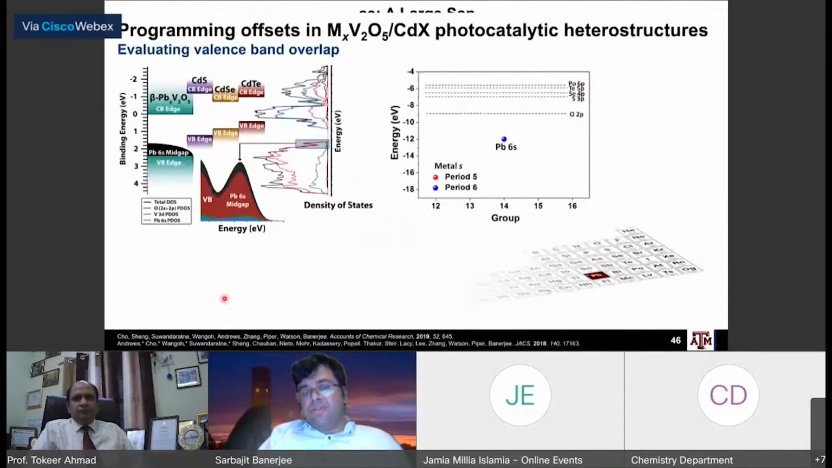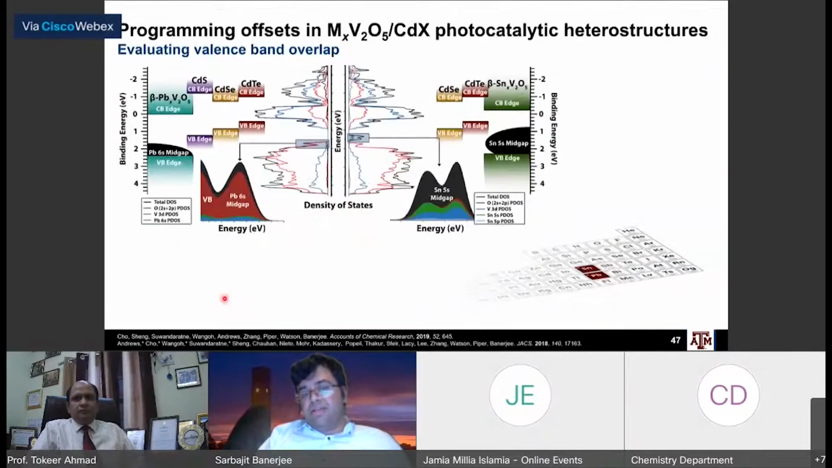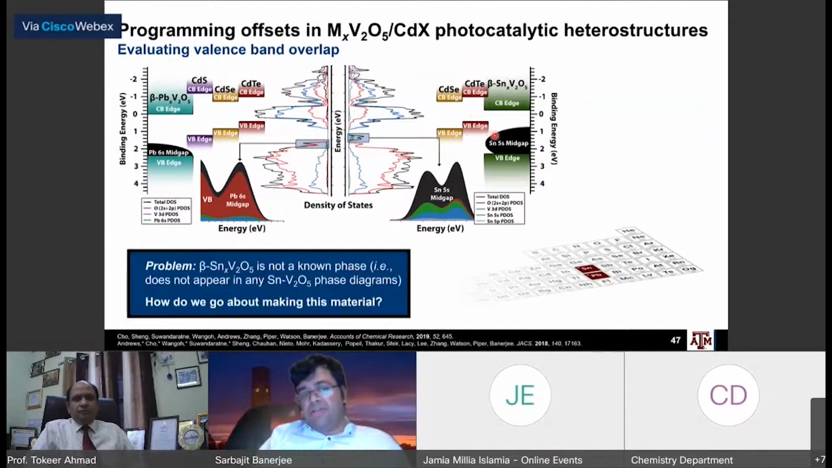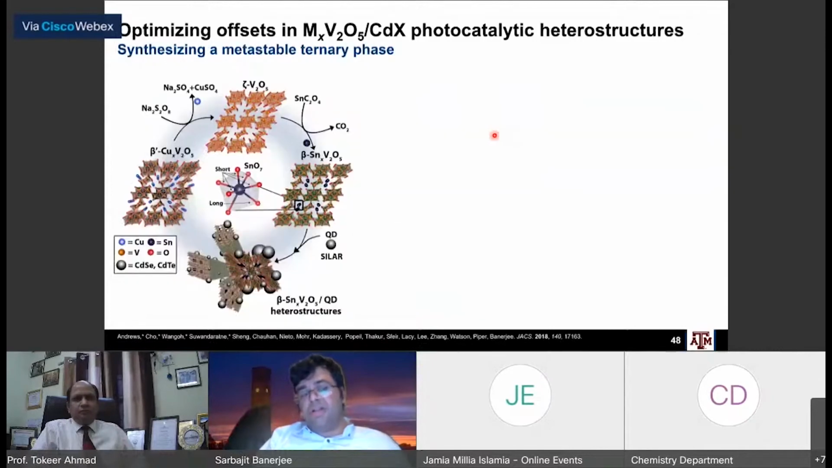One of the first things we did, and this is work mostly of Jun Sang Cho and Justin Andrews, was going from lead to tin. Sure enough, just like you would predict, tin selenide is now perfect. Tin telluride even works pretty well now. The challenge, though, is how do we make tin V2O5? This was not a known compound.